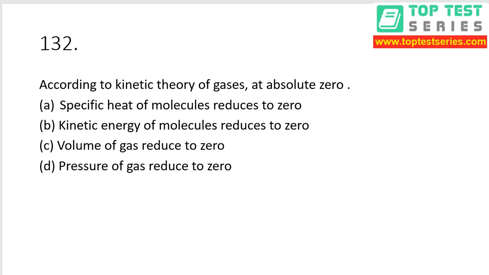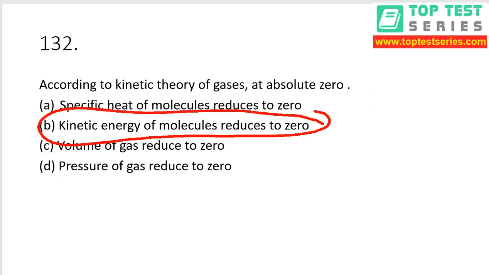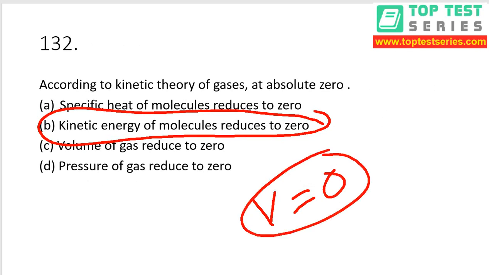Question number 132. According to the kinetic theory of gases, at absolute zero, what will happen in case of absolute zero? Kinetic energy of molecules becomes zero. That means option B is the correct answer. Why? Because in this case molecules will not move. Its velocity will be zero, right? That is why. And its molecule's velocity will be 0, my dear, then we can say that kinetic energy equal to half mv square. V equal to 0 means kinetic energy will be 0.